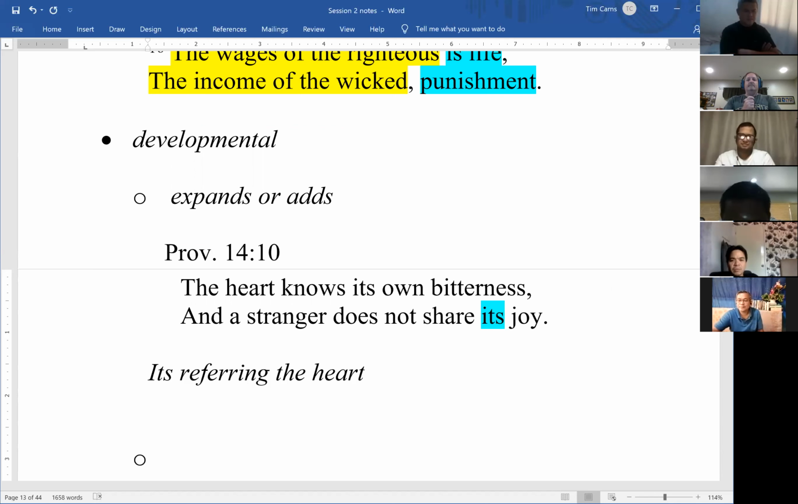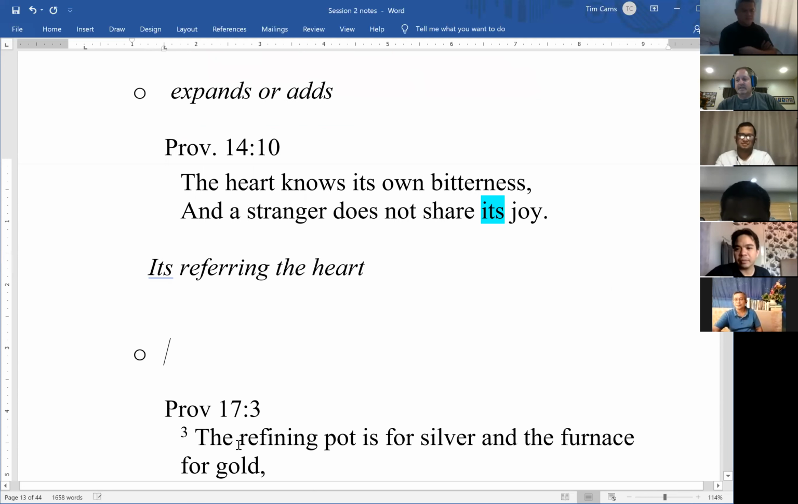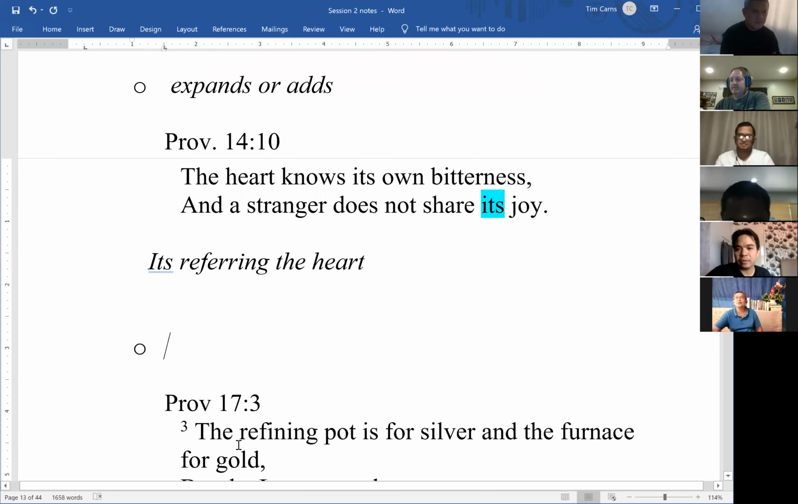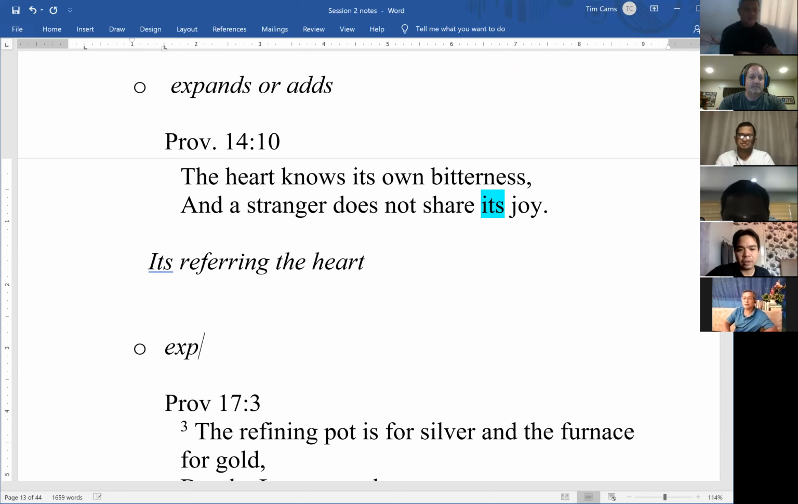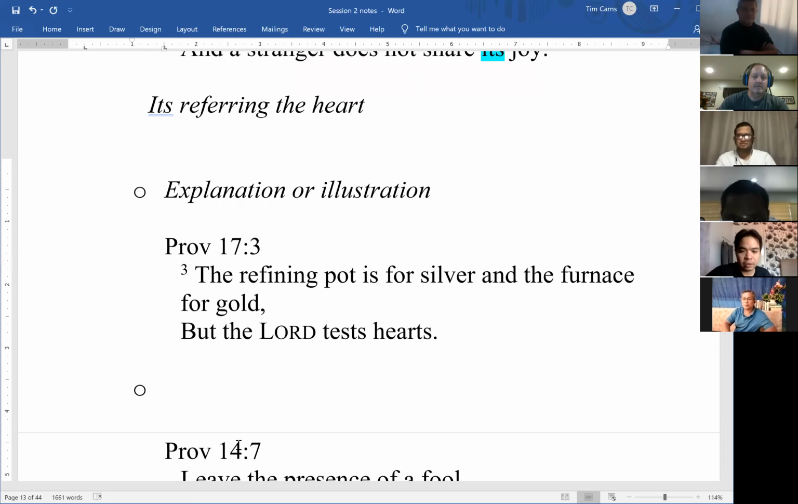Kent, how about the second type of developmental parallelism? Explain or illustrate. Okay, good. A second type is to explain or illustrate. So explanation, or it could be an illustration. All right, and I have an example of that here.